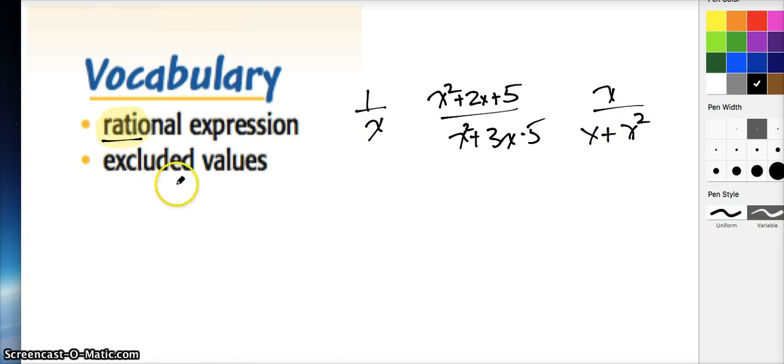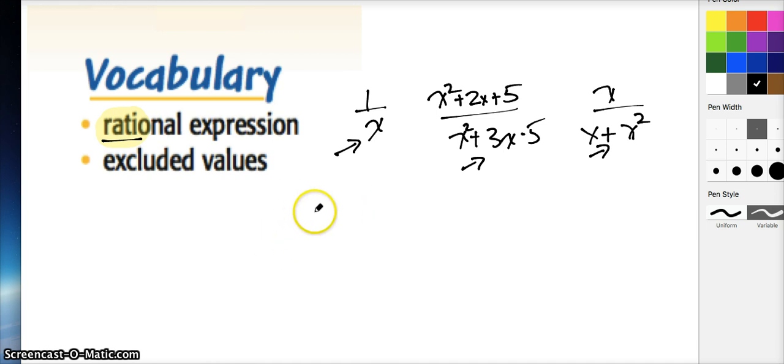Excluded values. Now, you remember how we did extraneous roots? In a way, excluded values are kind of the same idea, except they come exclusively here from the denominators. So what would make your denominator 0? That's going to be an excluded value.